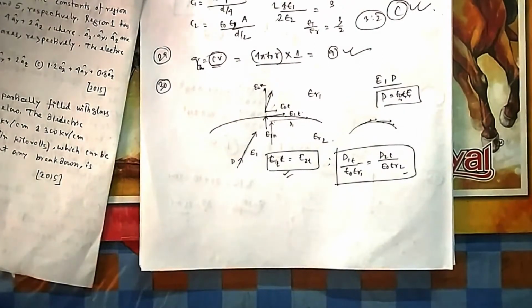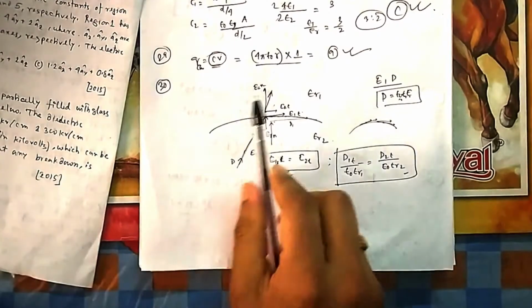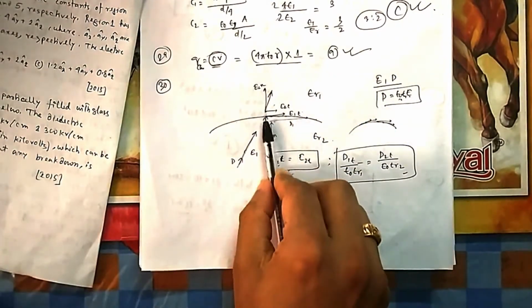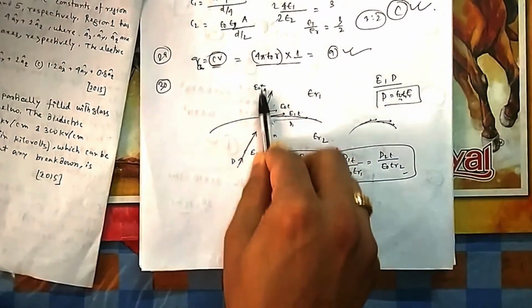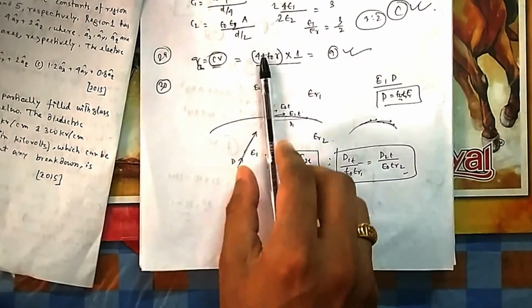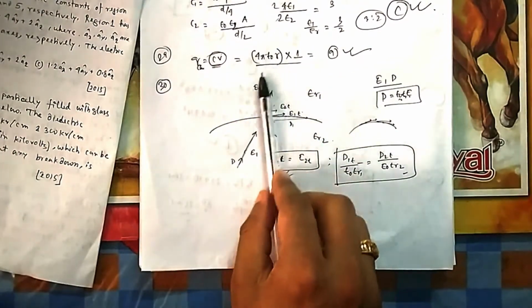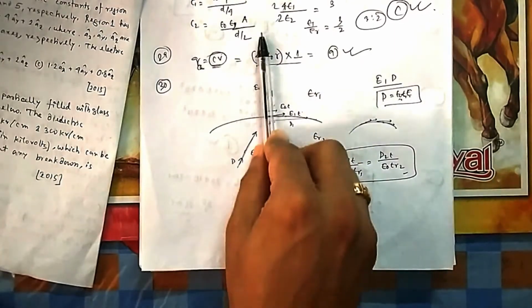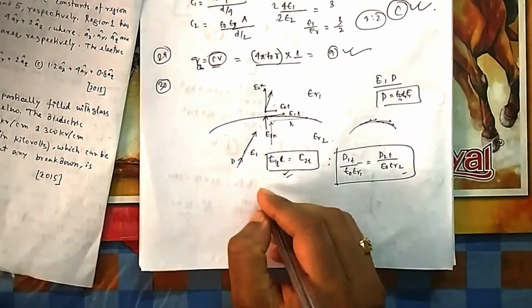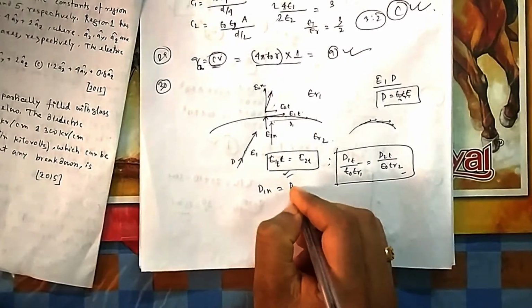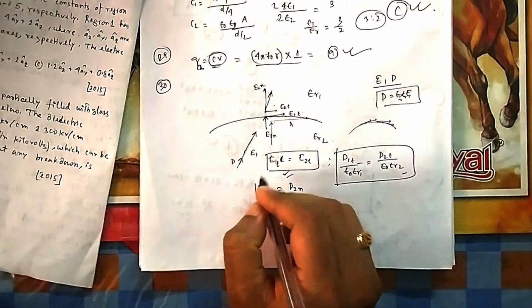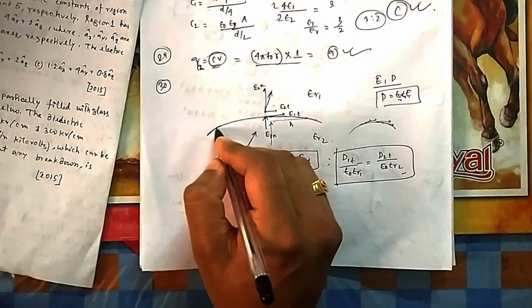So there will be a change in E. But think about D. I told you D1 and D2 normal don't depend on the property of the material you are using, so D will be fixed. From wherever D is coming, the flux density will be fixed. So D1 normal will be equal to D2 normal in this case, provided that there is no space charge here.